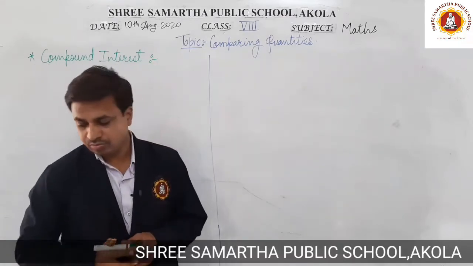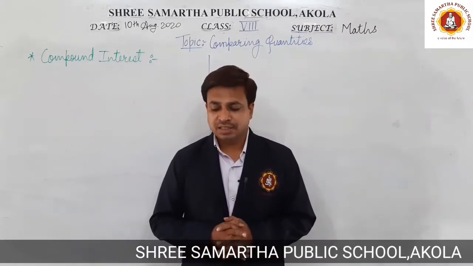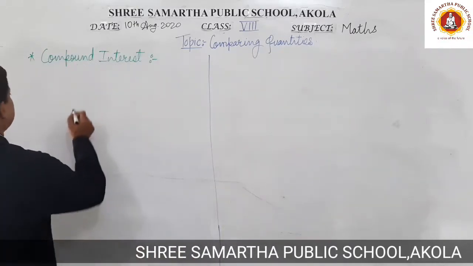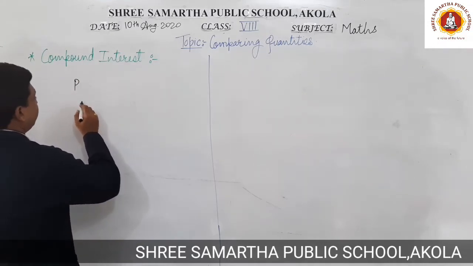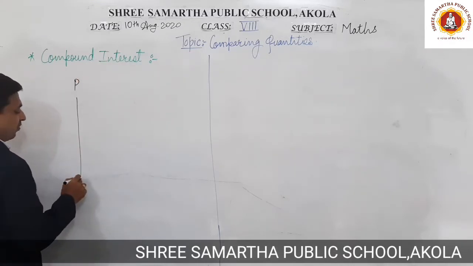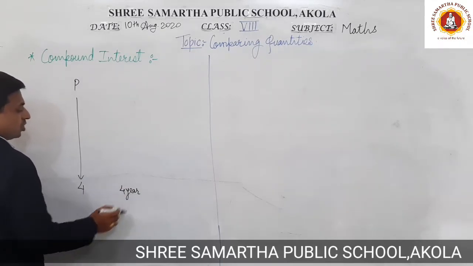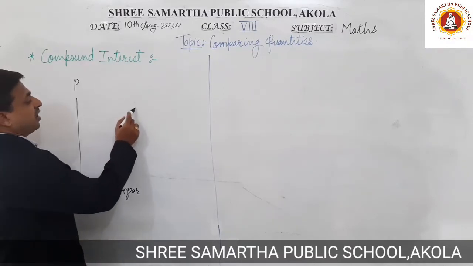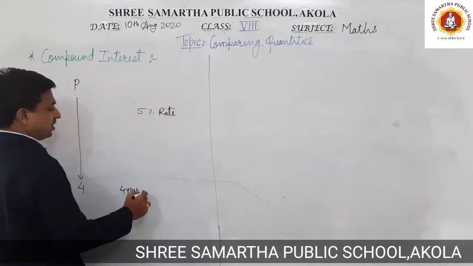Now students, what actually does compound interest mean? Let us consider that P is the principal, and if we are putting this principal P for 3 or 4 years, compounded annually at the rate of, suppose, 5% per year, this is time.